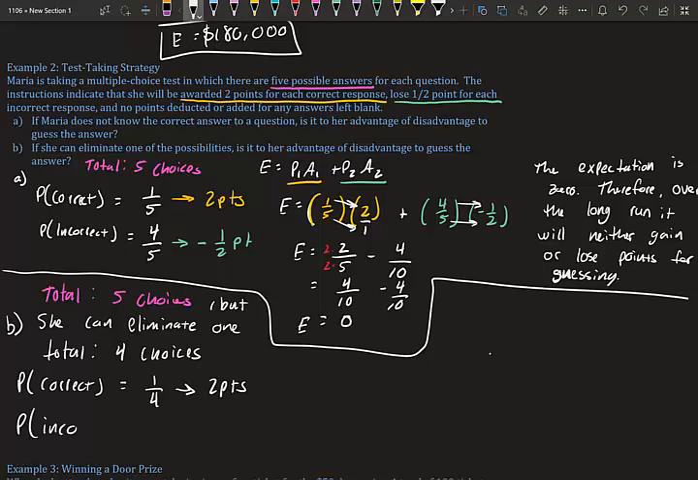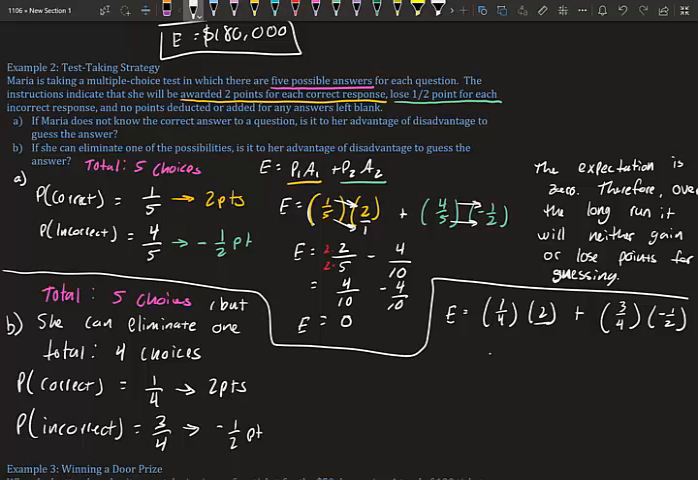Incorrect, that's now 3 out of 4 because she got rid of one of them that was wrong. And if it's incorrect, it's negative 1/2 points. So we only have 2 scenarios. Let's go ahead and put them back into the same exact formula. So we have expectation equals P1A1, so 1/4 times 2, plus P2A2, so P2 is 3/4, A2 is negative 1/2.